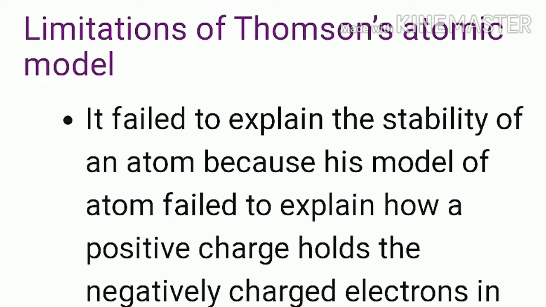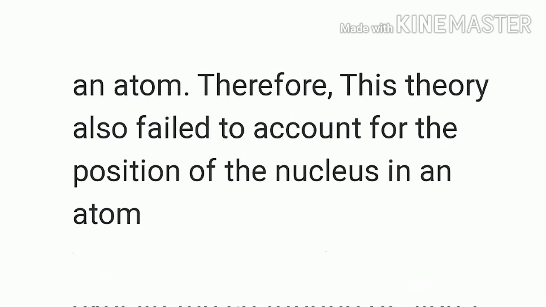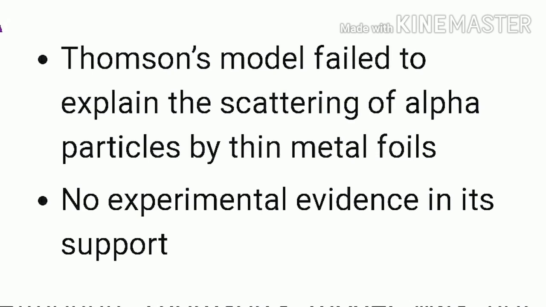Limitations of Thomson's atomic model. It failed to explain the stability of an atom, because his model failed to explain how a positive charge holds the negatively charged electrons in an atom. Therefore, this theory also failed to account for the position of the nucleus in an atom. Thomson's model failed to explain the scattering of alpha particles by thin metal foils. There was no experimental evidence in its support.